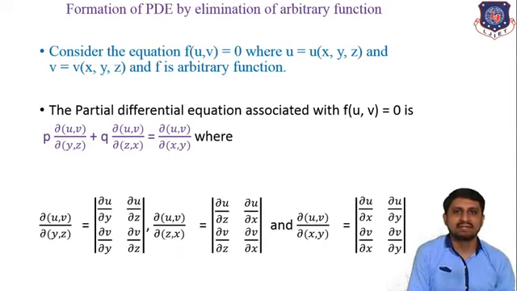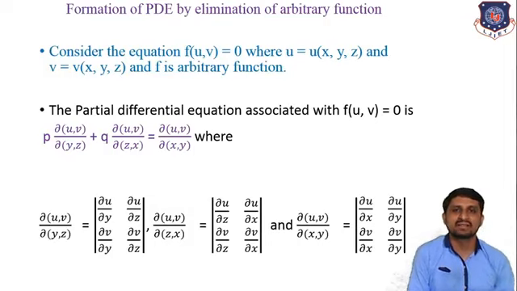You can see del(u,v) by del(y,z) is a 2 cross 2 determinant. First row is del u by del y, del u by del z. Second row is del v by del y, del v by del z. Similarly, del(u,v) by del(z,x): first row is del u by del z, del u by del x, second row is del v by del z and del v by del x. And similarly del(u,v) by del(x,y): first row is del u by del x and del u by del y, and second row is del v by del x and del v by del y. So you have to remember this important formula, and these three derivatives are nothing but Jacobian determinants.